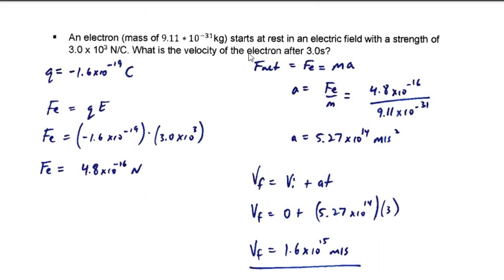We're asking, what is the velocity of the electron after 3 seconds? So there's a lot of pieces to this puzzle, and so the first thing is to just define a couple things. So first of all, our charge right over here is going to have a negative value because we are looking at an electron.